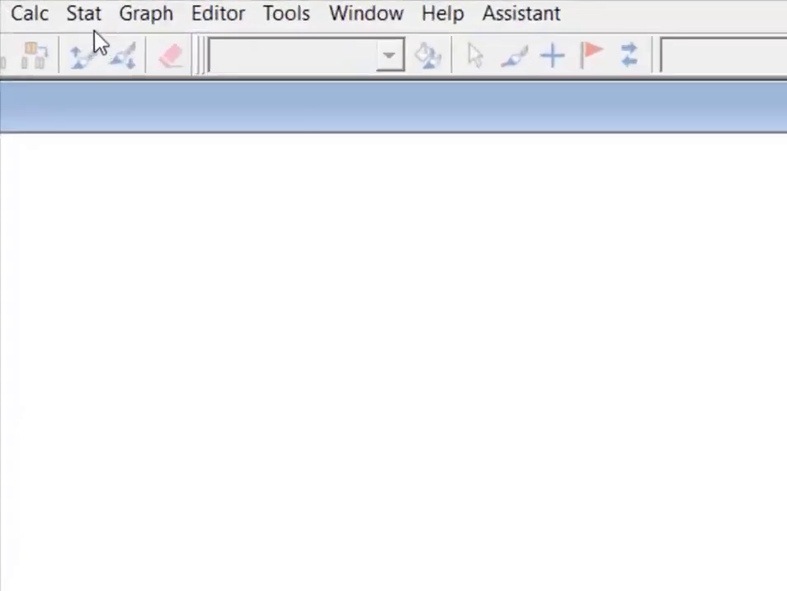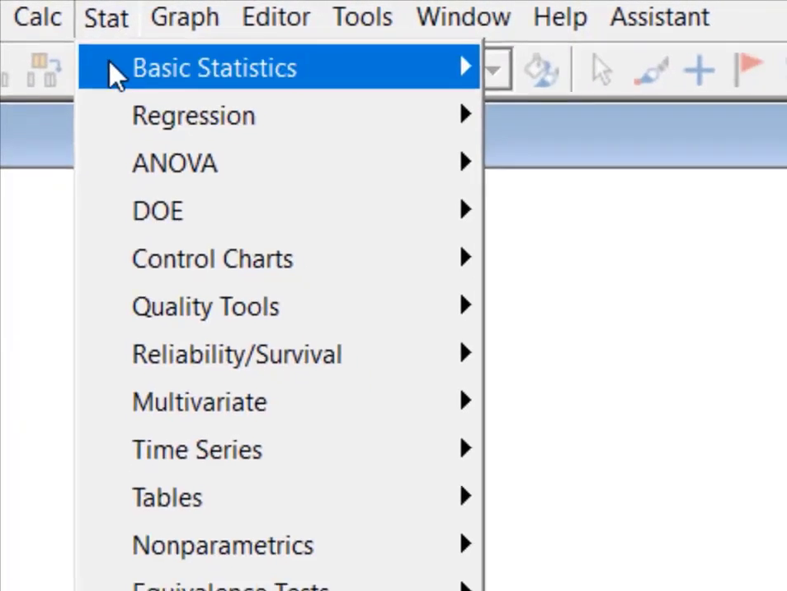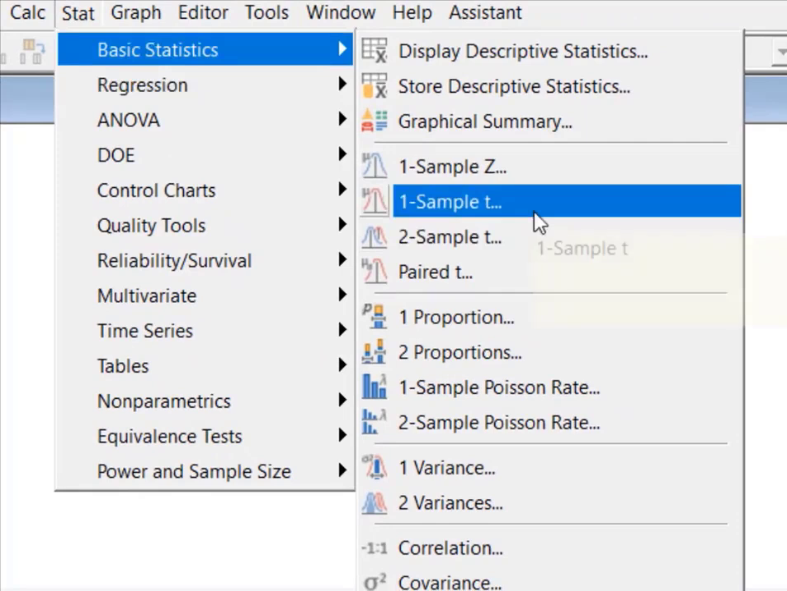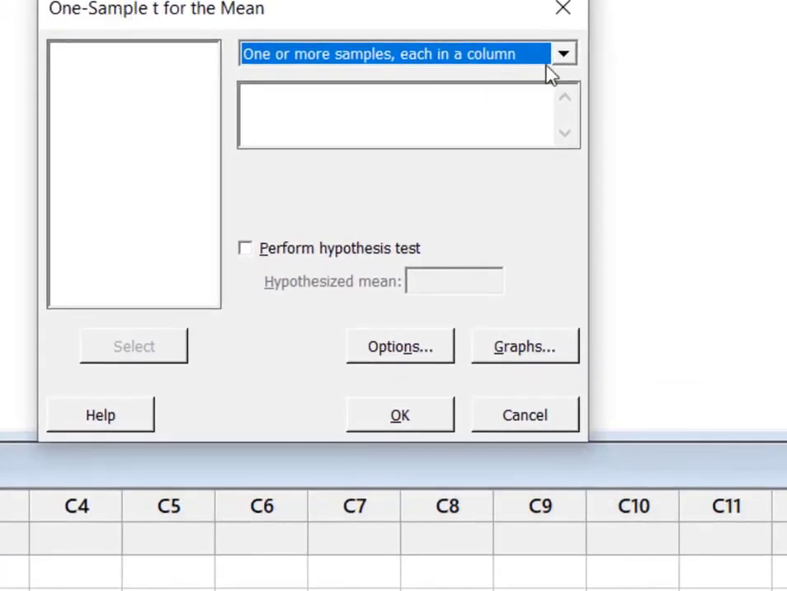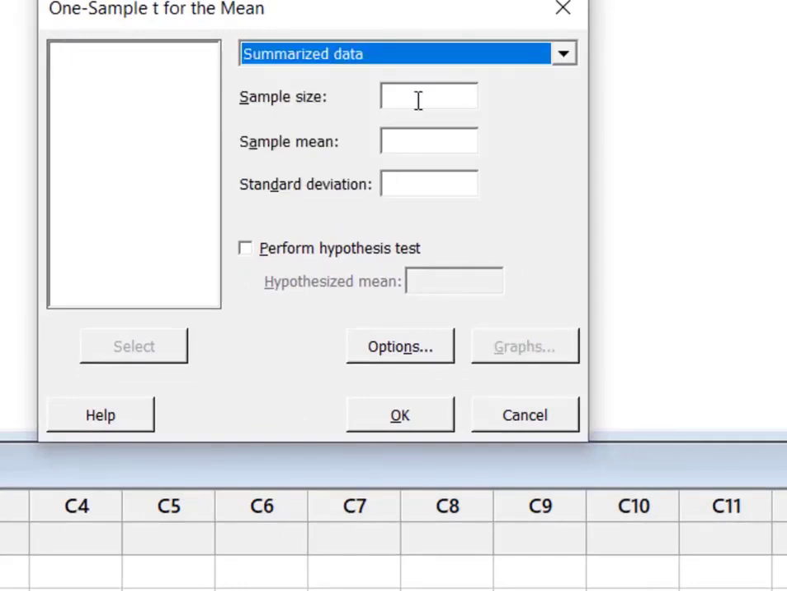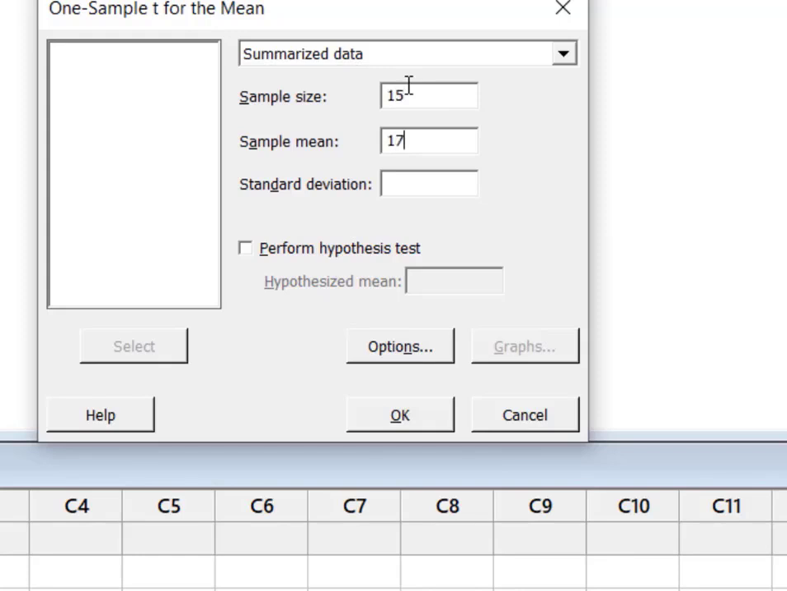So here I am in Minitab, and I'm going to go to Stat, Basic Statistics, and we're going to run a one-sample t. I have summarized data, and my sample size, well, she weighed 15 boxes. They were found to weigh 17.8 ounces. They had a standard deviation of 0.40. And we're going to run our test against a hypothesized mean of 18 ounces.